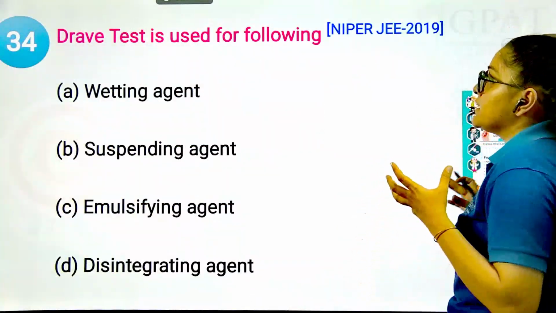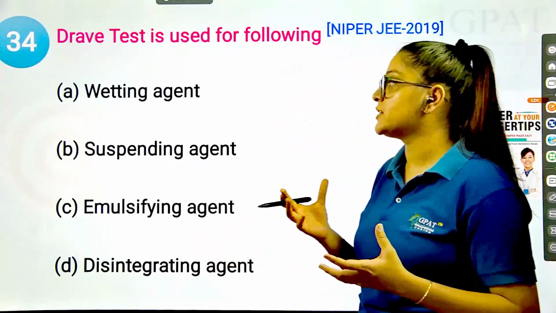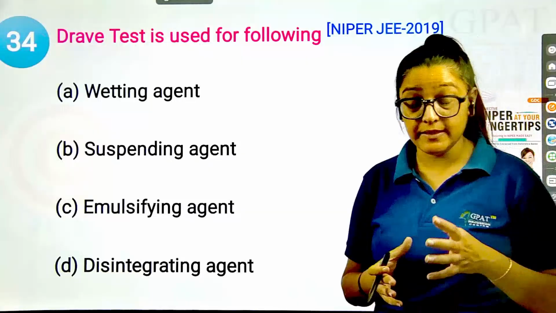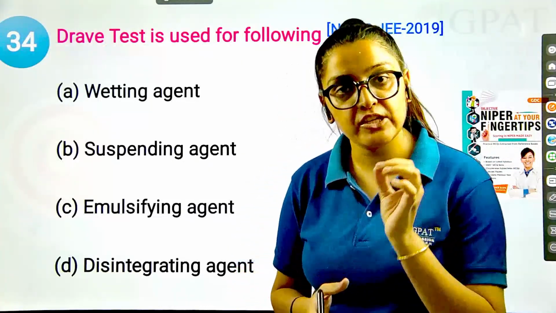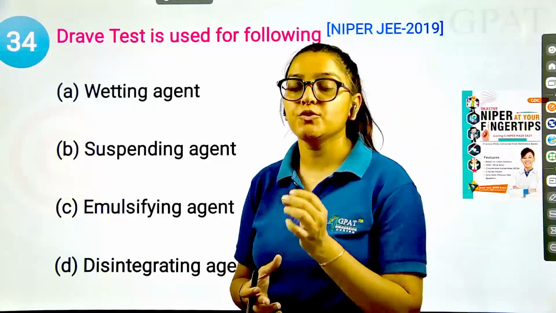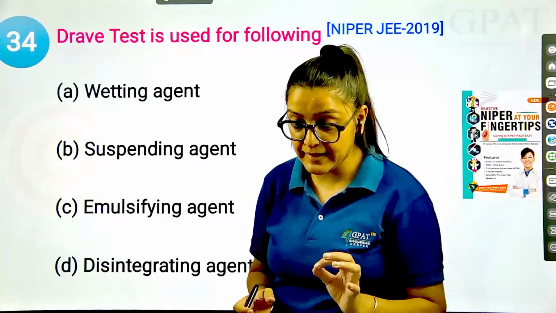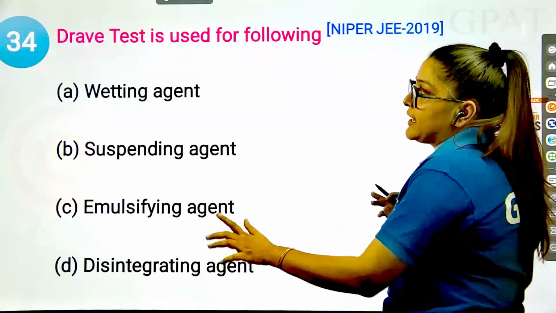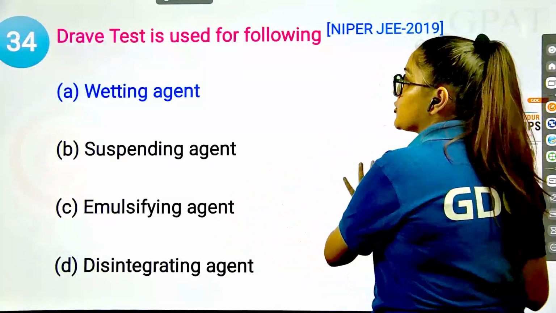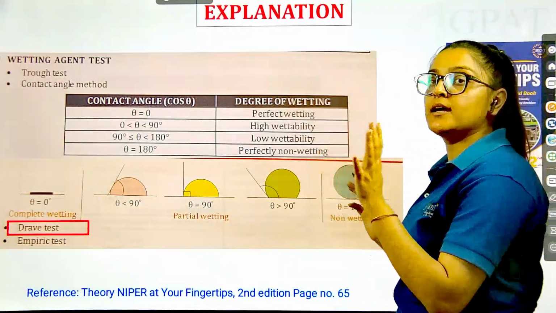Drave's test is used for the following: wetting agent, suspending emulsifying agent, or disintegrating agent. Wetting agent efficiency is tested using this Drave's test. It is well known from the GPAT exam. It is very much clear from your point of view as well, as it should not have any query here, that the wetting agent efficiency is basically correlated with the Drave's test.